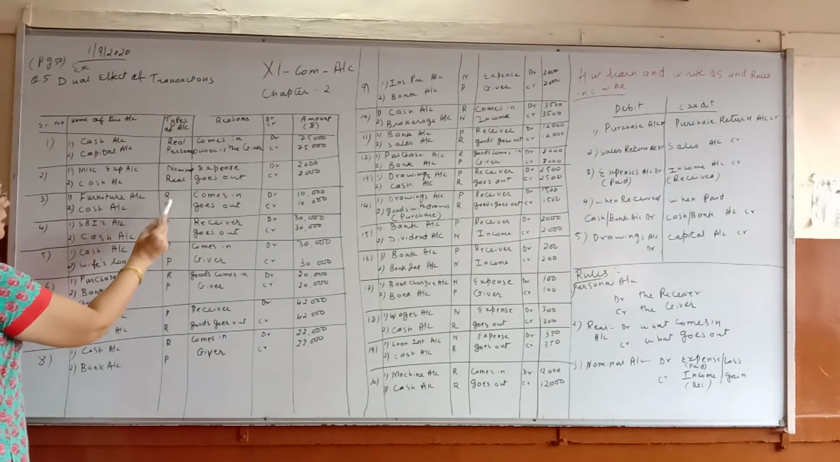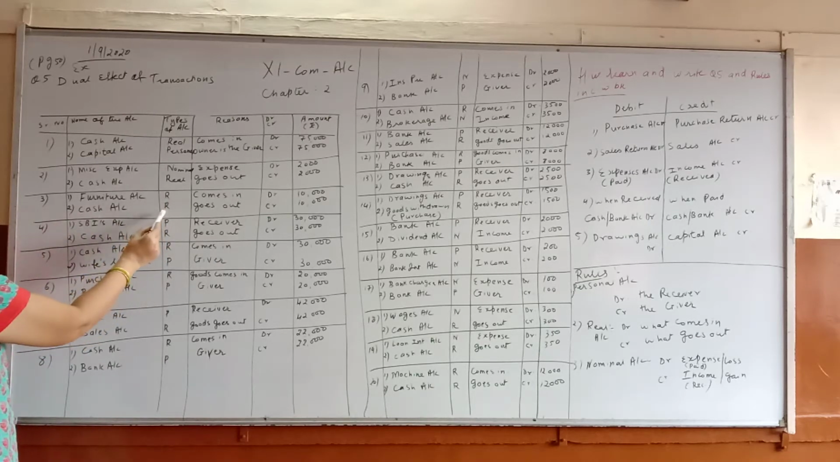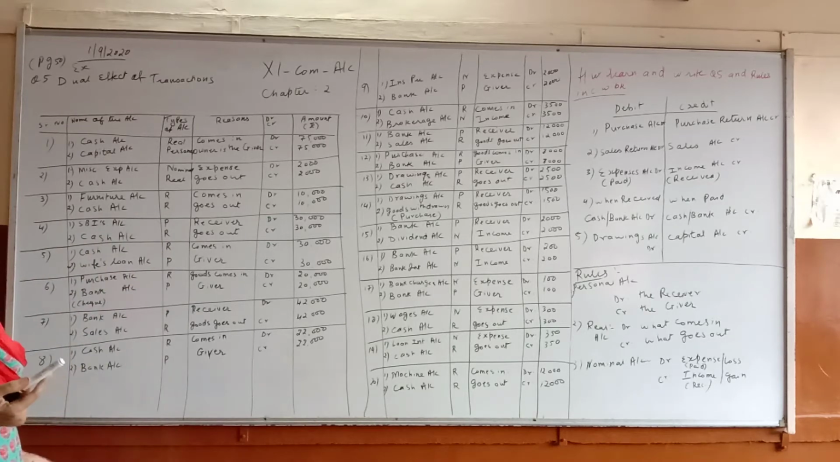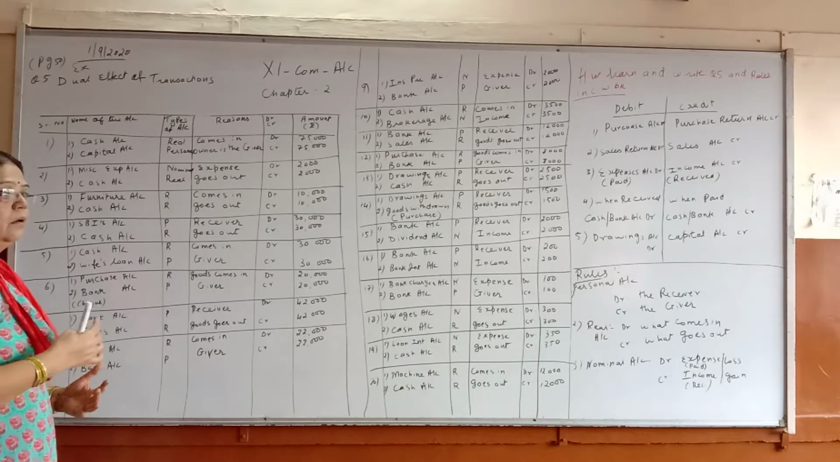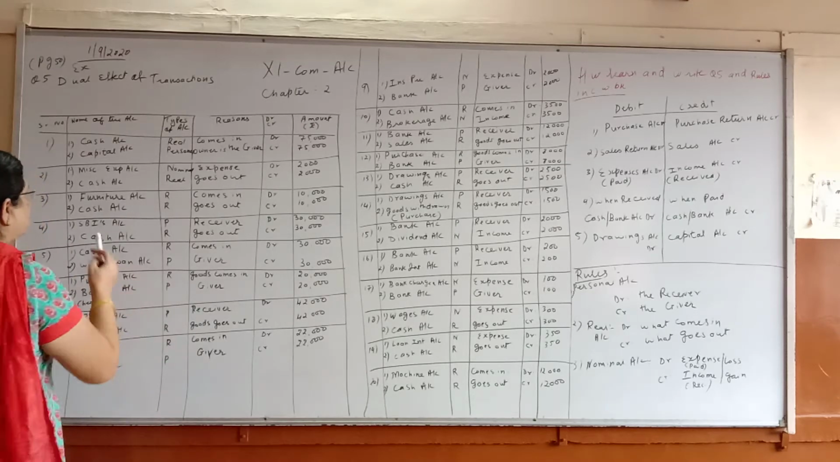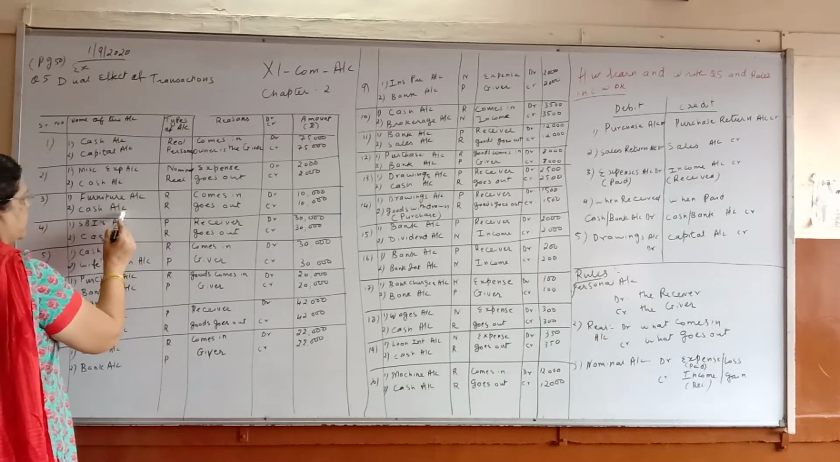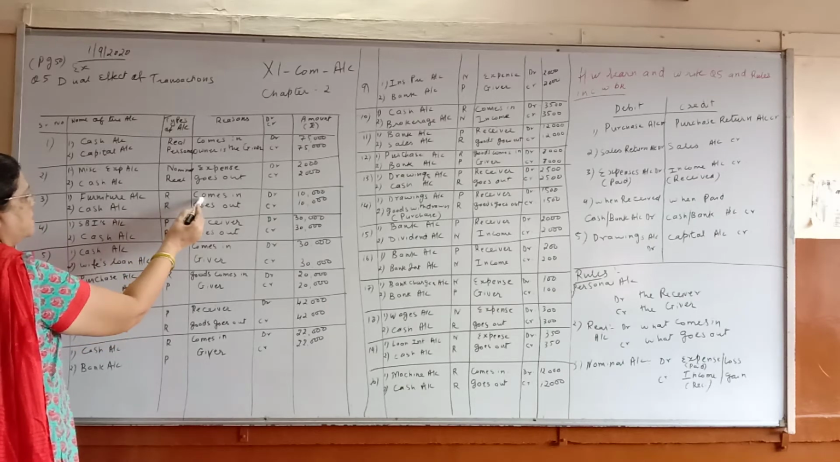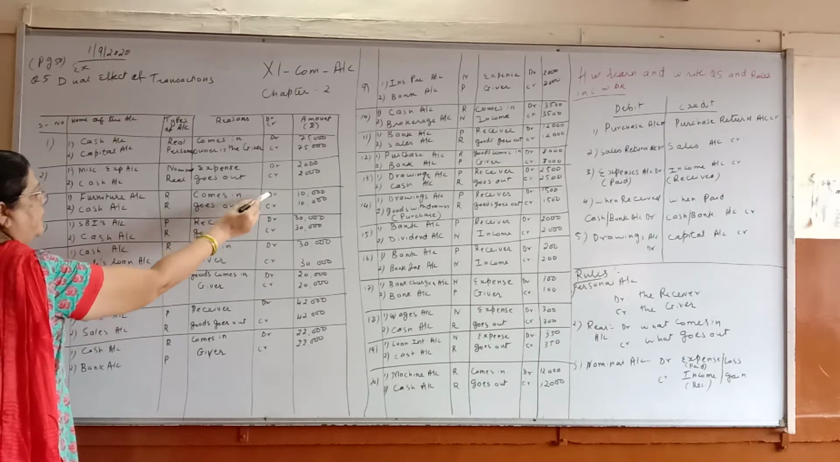Furniture is real because it is an asset, and again cash is real because cash is also a type of asset. It is our bank balance. It is our cash balance. So furniture account and cash account, both are real. One comes in, goes out. Debit, credit.